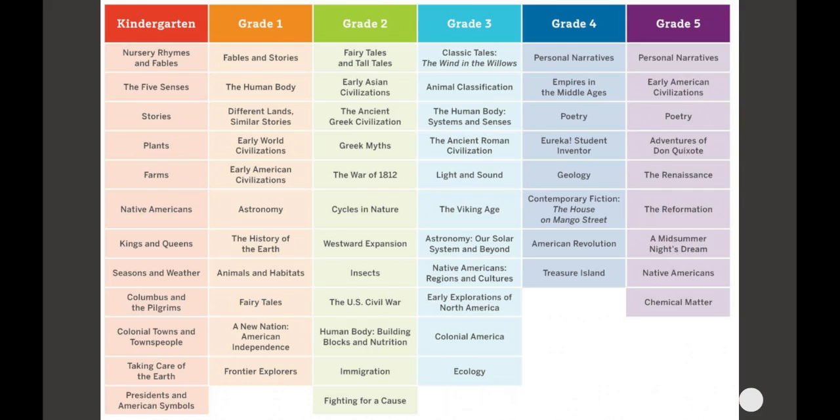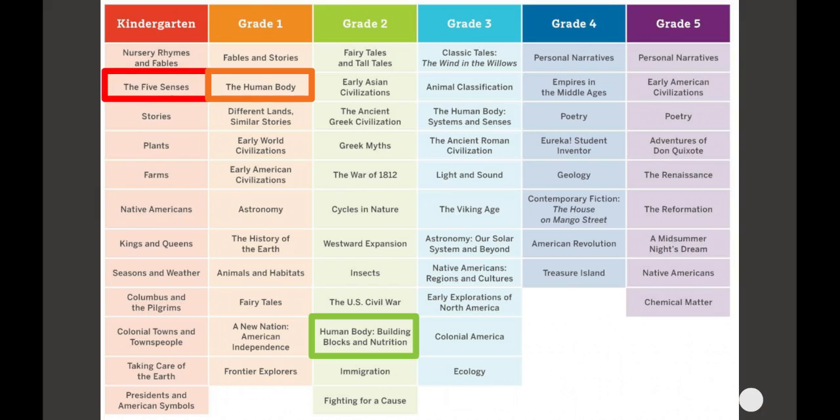In CKLA, student knowledge builds systematically over time. For instance, the knowledge and vocabulary learned in the human body unit in grade 1, you see here, will build upon the 5 senses unit from kindergarten, and will prepare students for the human body building blocks and nutrition domain in grade 2, and the human body systems and senses domain in grade 3.